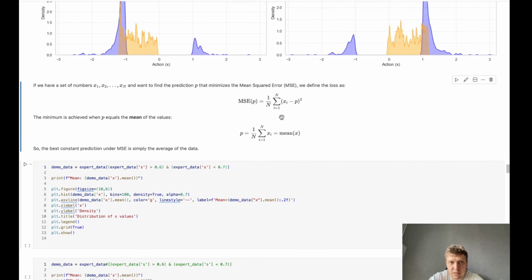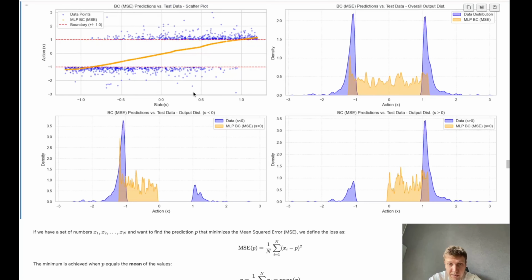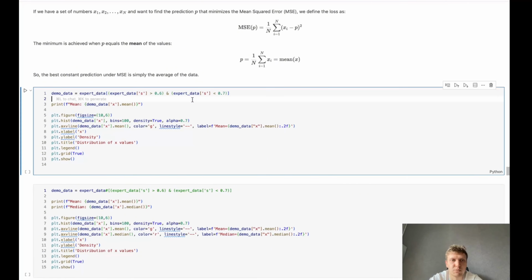So it means that for every initial state, for every state that we have, our model will try to predict the expected mean of the data points in the training data set. So it will take points over here, points here, and return some expected mean value for these points. And this is definitely not what we want from our model.